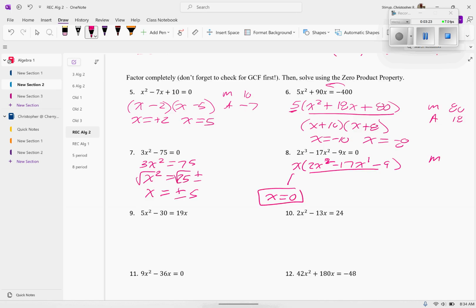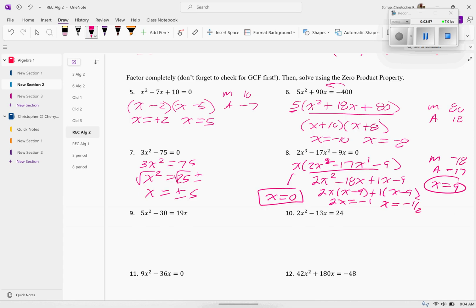What two numbers multiply to give me negative 18 and add to give me negative 17? And so that's going to be 2x squared minus 18x plus 1x minus 9. Let's factor a 2x out of both of those. That's going to be x minus 9. Factor a 1 out. So then x minus 9, so x is equal to 9. There's another 0. And then 2x equals negative 1. Divide each side by 2. So I have three things that are circled because all three of those are my answers.